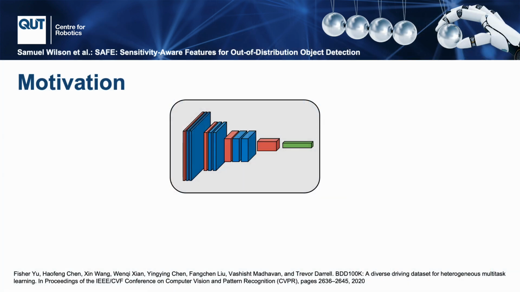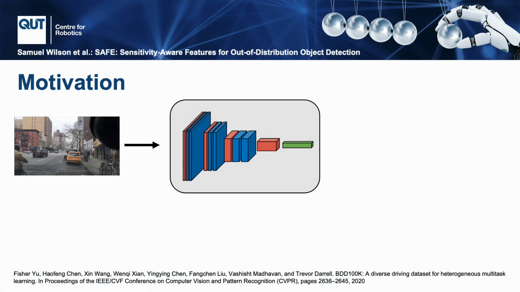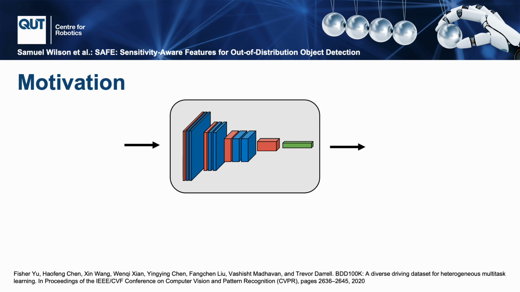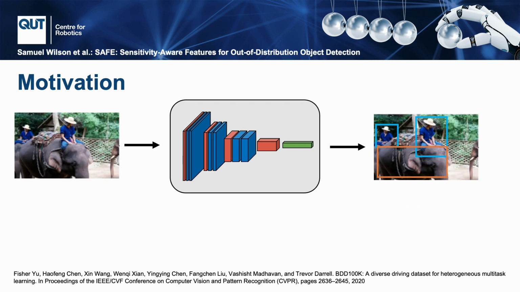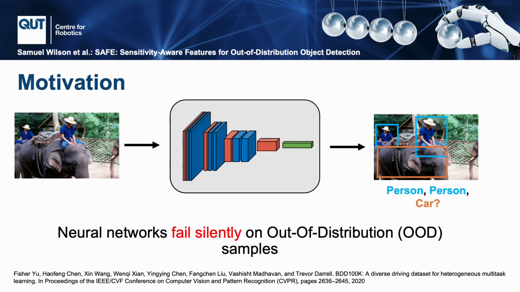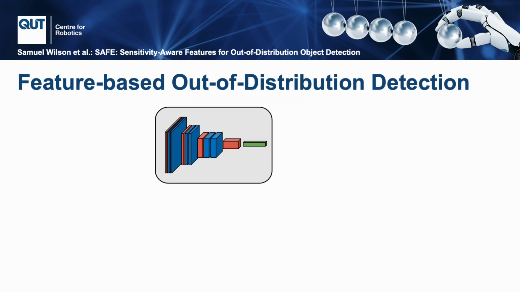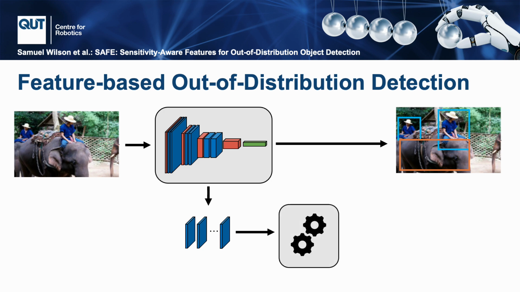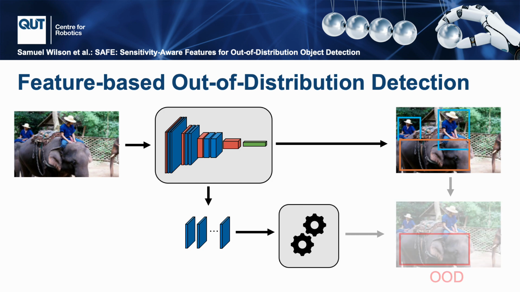It is well known that deep neural networks perform well when tested on data that closely matches their training distribution. However, when tested on out-of-distribution samples, deep neural networks are often overconfident in their erroneous predictions. More concretely, neural networks fail silently on out-of-distribution samples. To address this challenge, many methods propose to use multi-scale feature maps extracted from the backbone of a neural network, providing some statistical analysis of these features and then using that statistical analysis to determine if a sample is out of distribution or not.